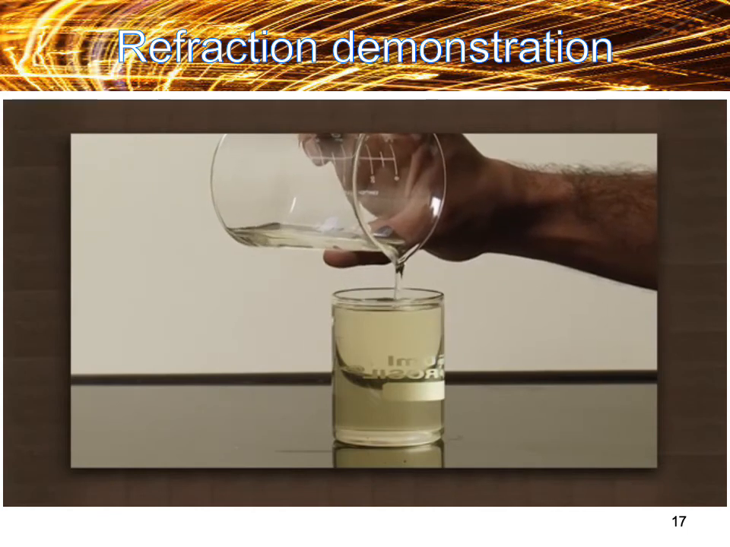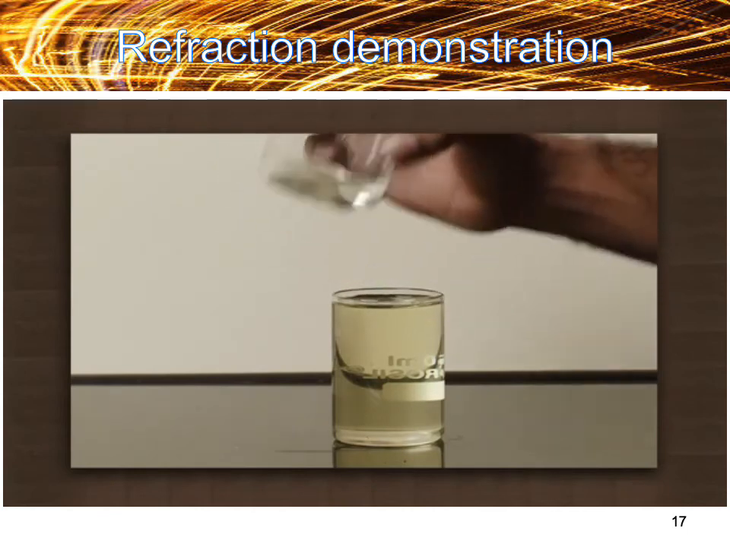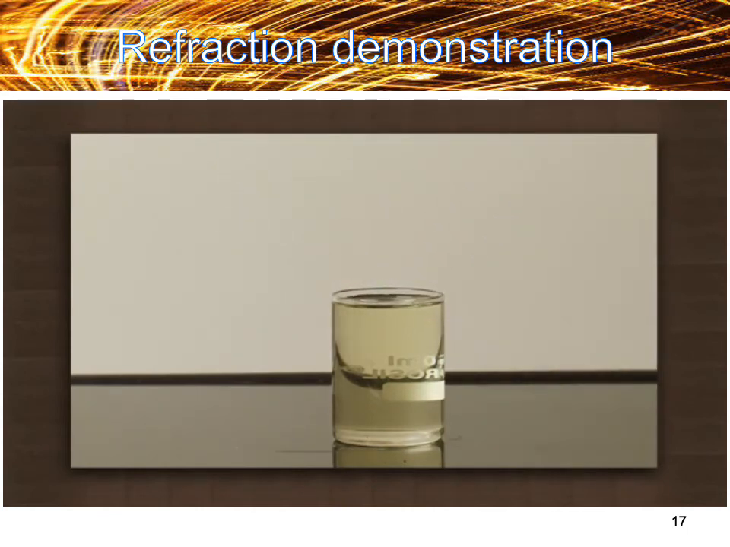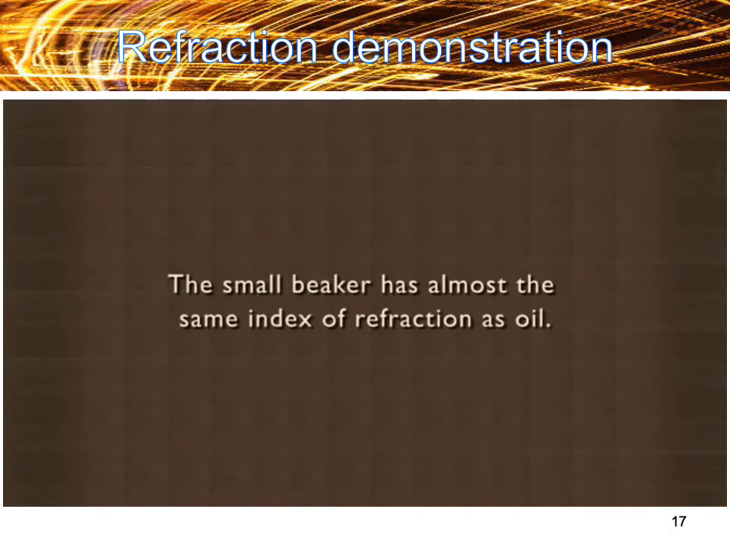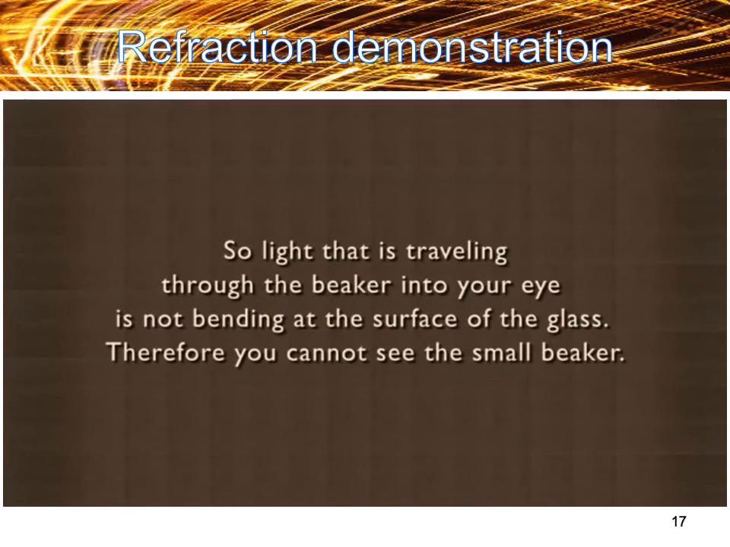The small beaker has just vanished. The small beaker has almost the same index of refraction as oil. So light that is traveling through the beaker into your eye is not bending at the surface of the glass. Therefore, you cannot see the small beaker.